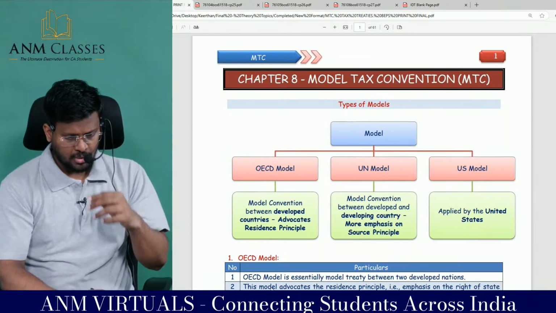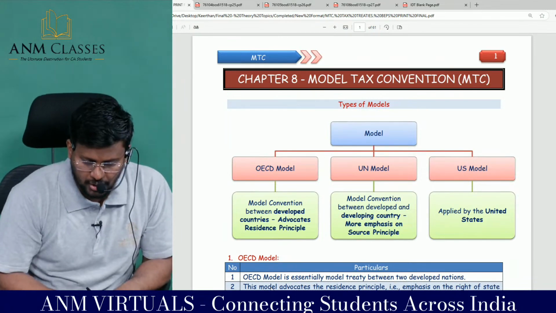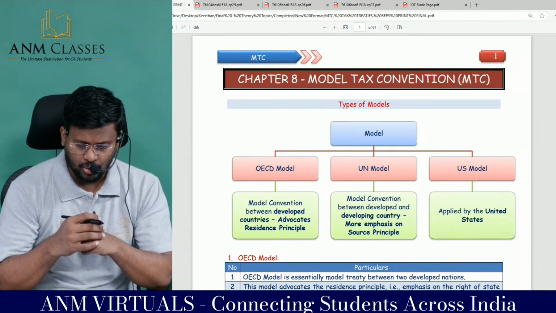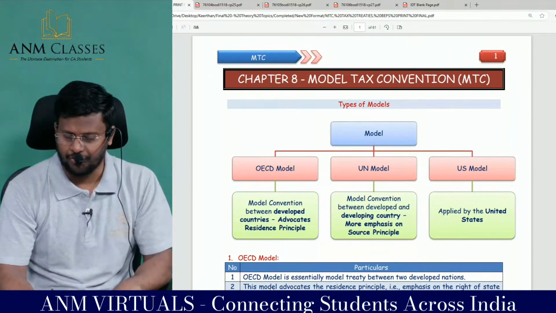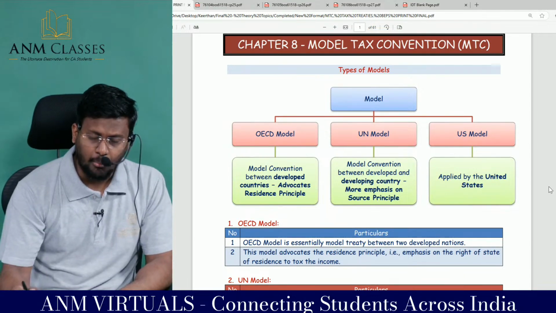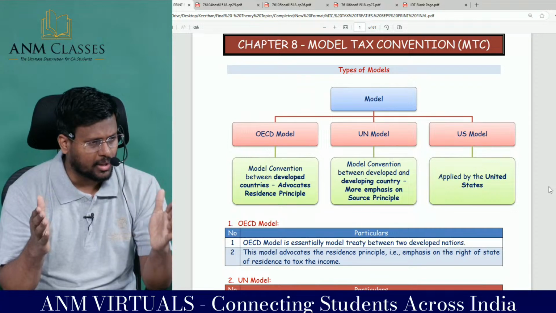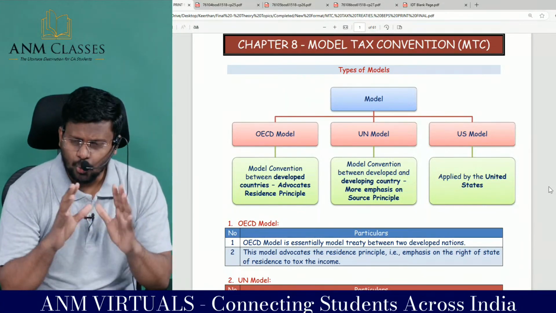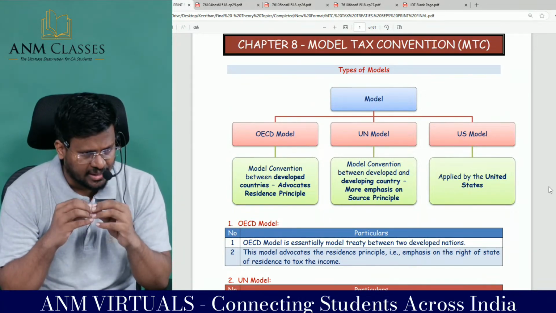Happy morning, sir. We are doing model tax convention, interpretation of tax treaties, and the third chapter is BEPS, base erosion and profit shifting. In that, we already understood model tax convention. That is, one country wants to enter into a double taxation avoidance agreement with another country. So, is there any prefixed format for that double taxation avoidance agreement?